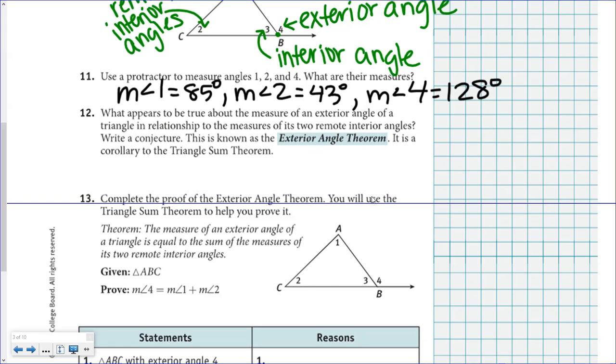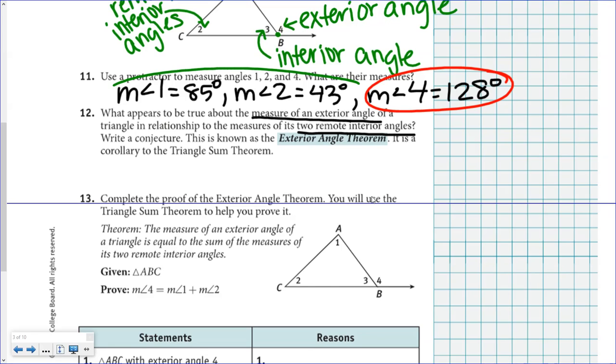And so it wants you to try and find a pattern, something about the measure of the exterior angle in relation to the two remote interior angles. So what do you notice about this one compared to these two? And it says specifically the measures of them, the measures of the two. And it wants us to write the conjecture for it.